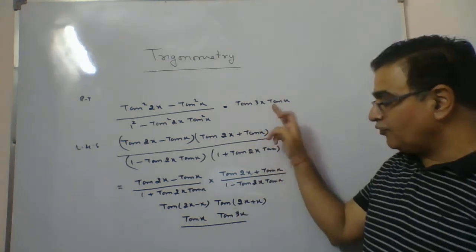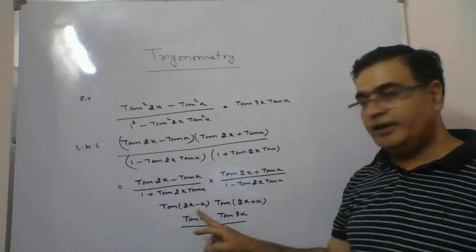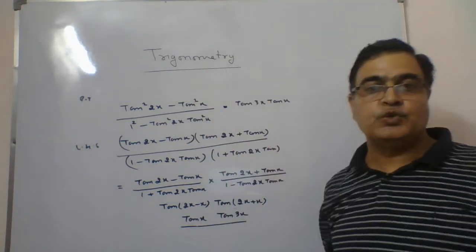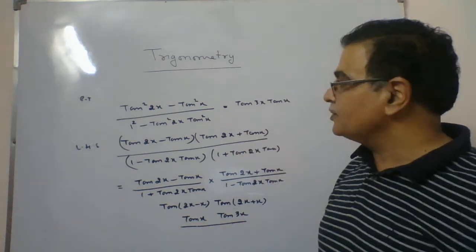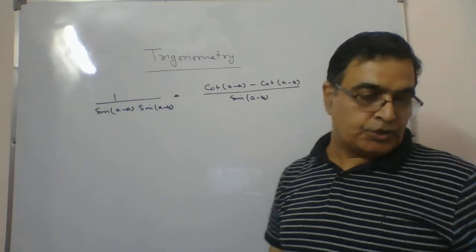Or you can start from this side, then tan x into tan 3x, that 2x x you write 2x minus x, 2x plus x, and then open the formula and then solve it. So you can go by the reverse way, you can get your answer easily. So this is another question we have. Now coming on next. This is another question we have.